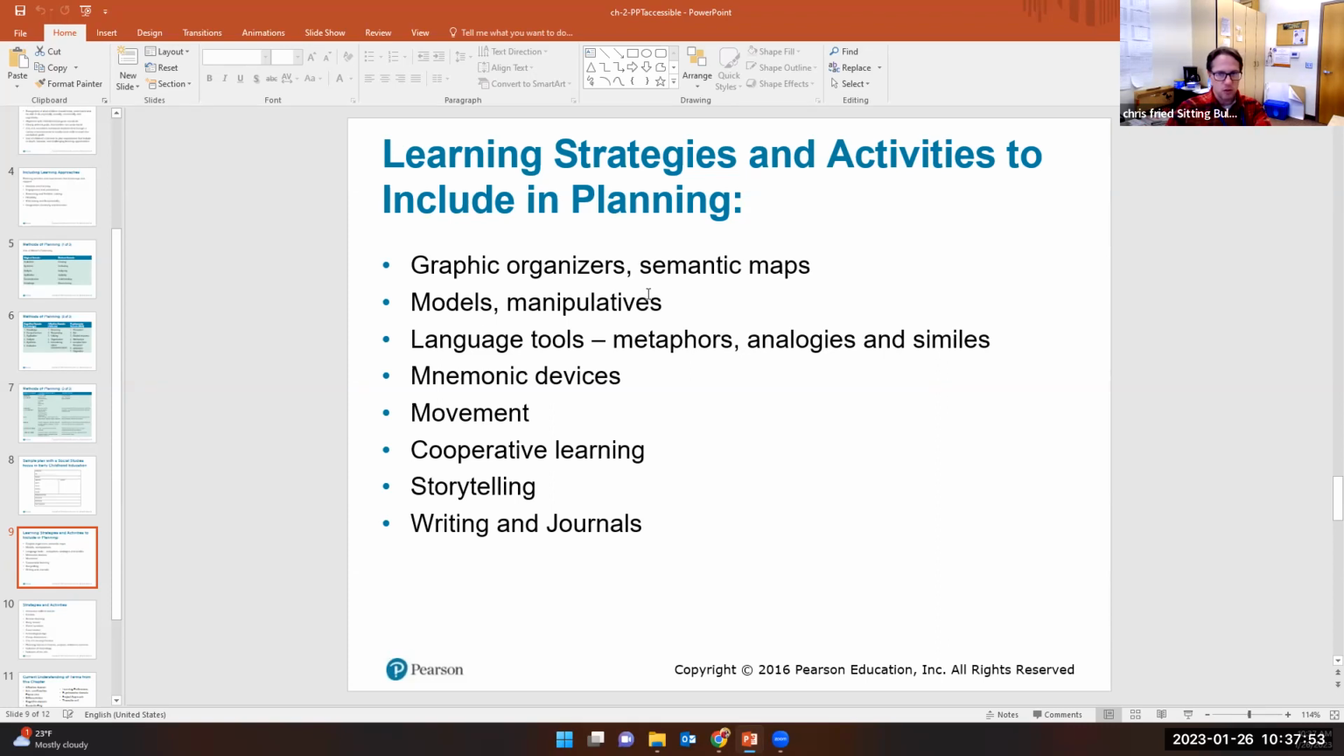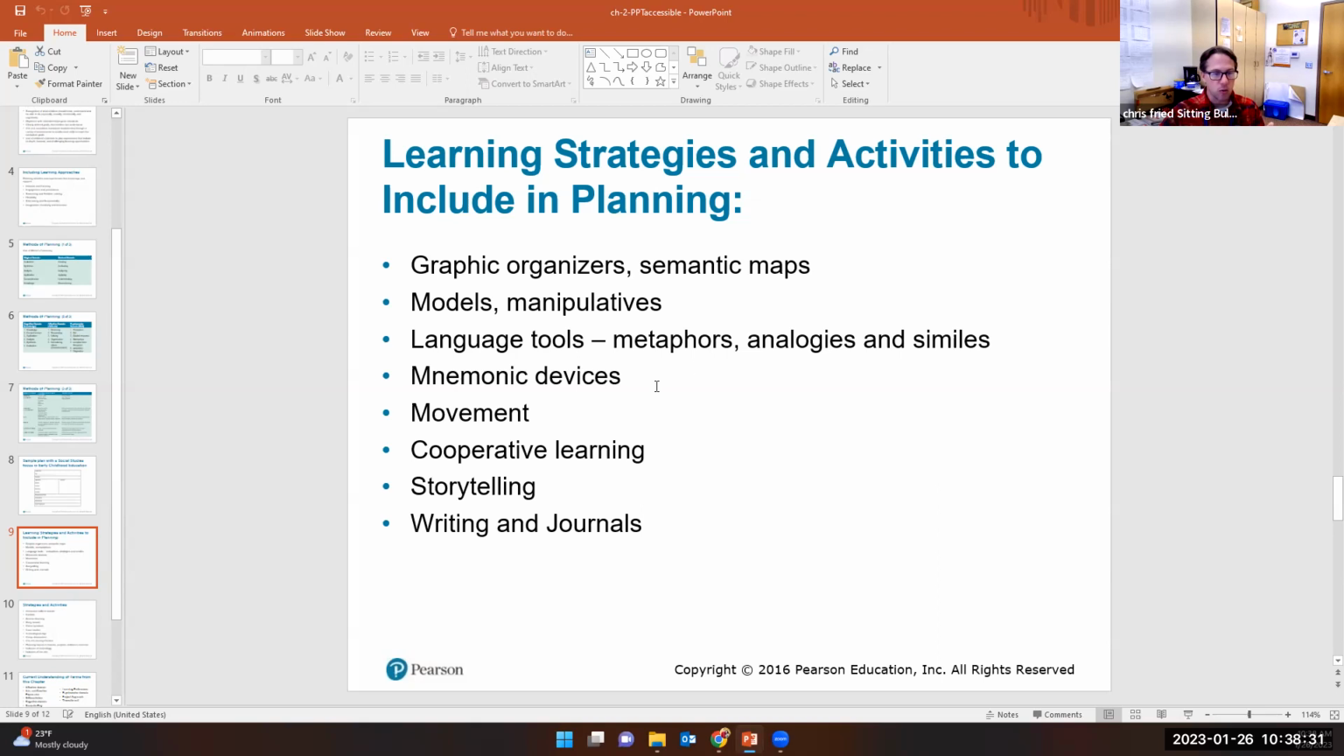Or manipulatives to be able to move things around or feel them, understand them. The more hands-on, the better in regards to that with early childhood. You can do things like with language such as metaphors, analogies, similes, those types of things to help compare things that are similar, mnemonic devices, like it says here, different ways, making up songs or rhythm or claps or other things to help remember, memorize, or understand more difficult concepts.